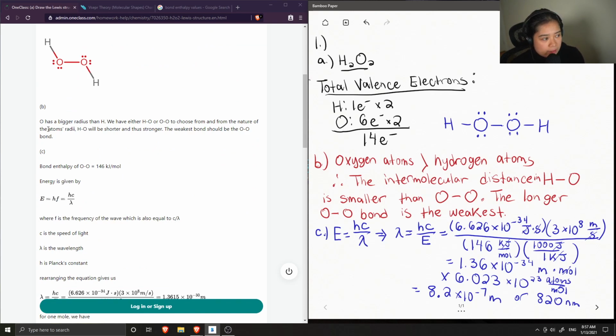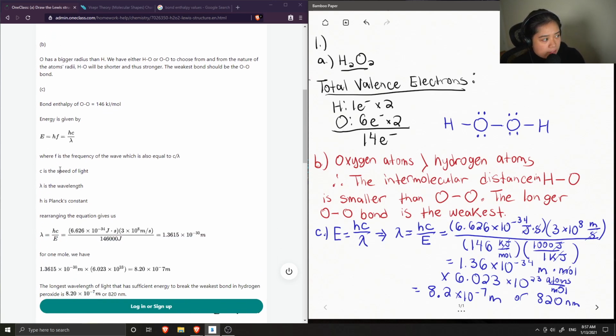We have either hydrogen-hydrogen, hydrogen-oxygen, or oxygen-oxygen bonds to choose from, and from the nature of the atoms' radii, the hydrogen-oxygen bond will be shorter and thus stronger. The weakest bond should be the oxygen-oxygen bond.